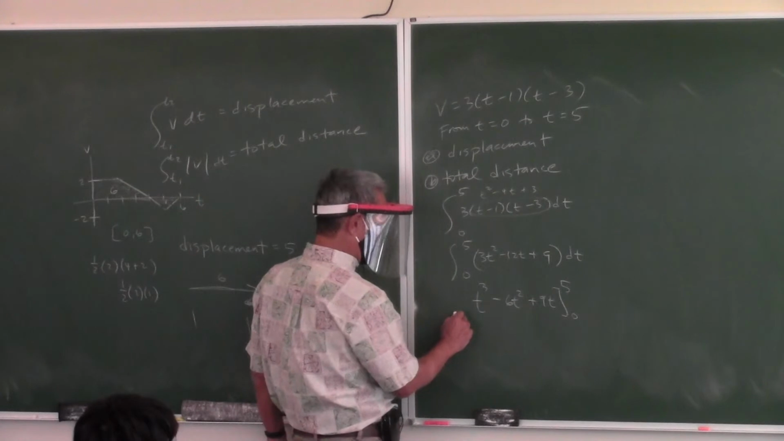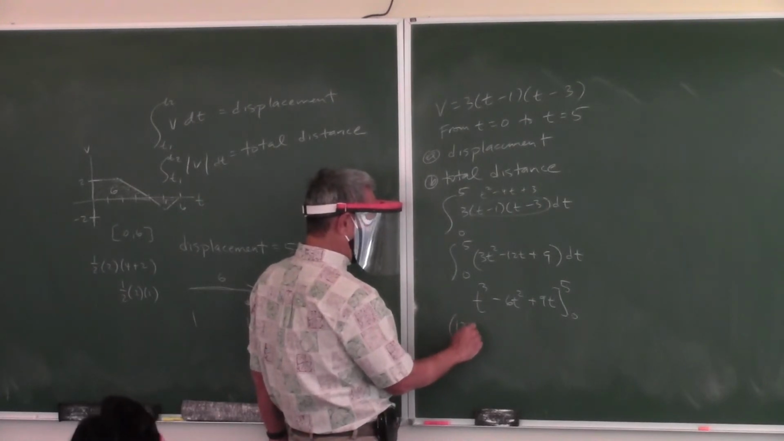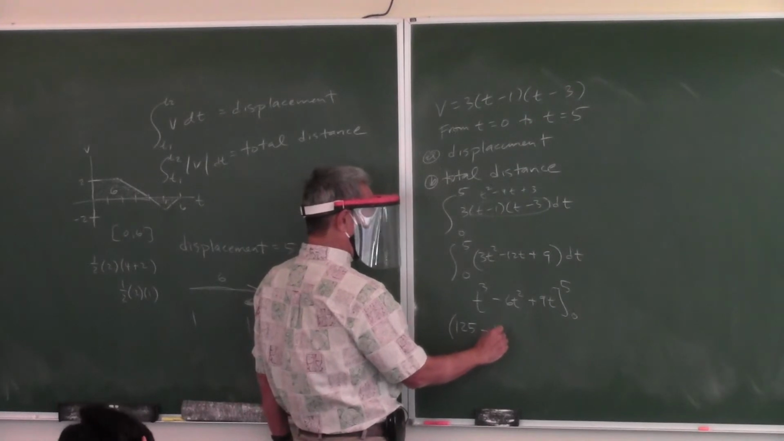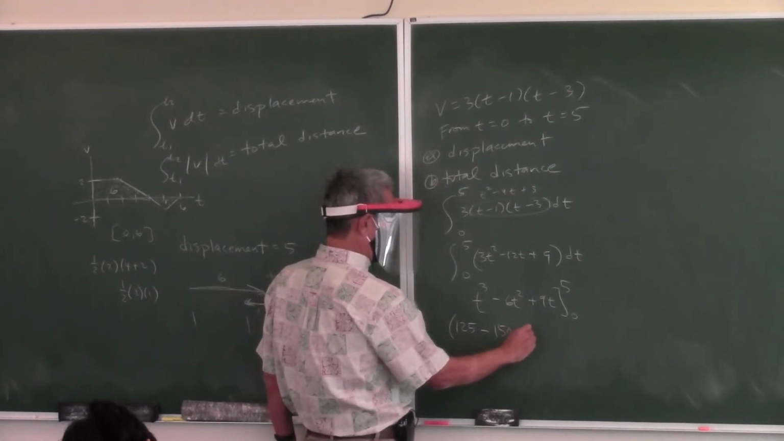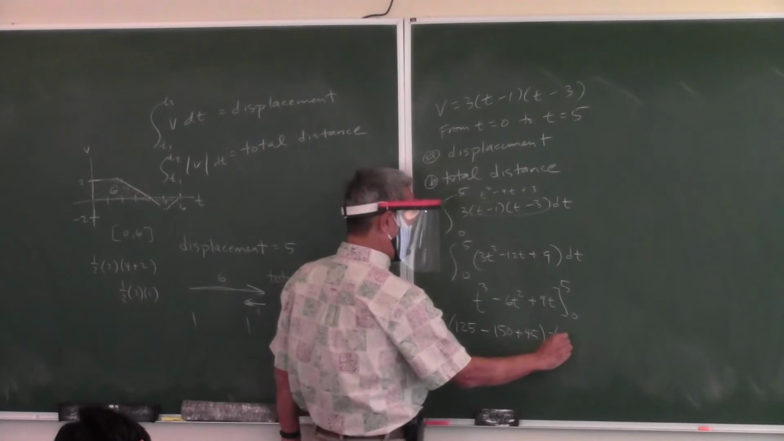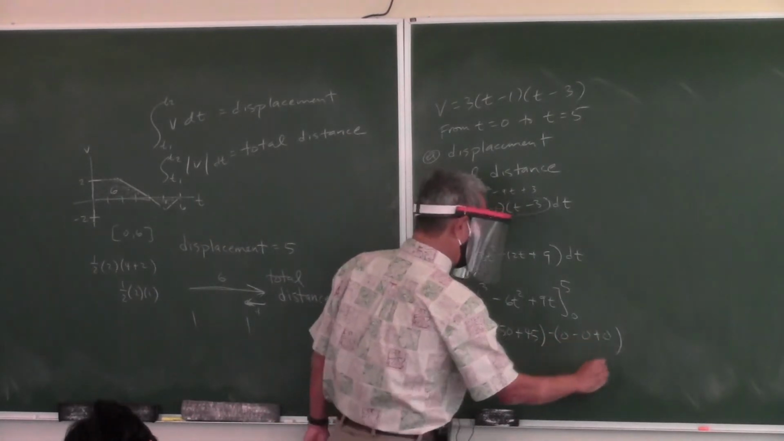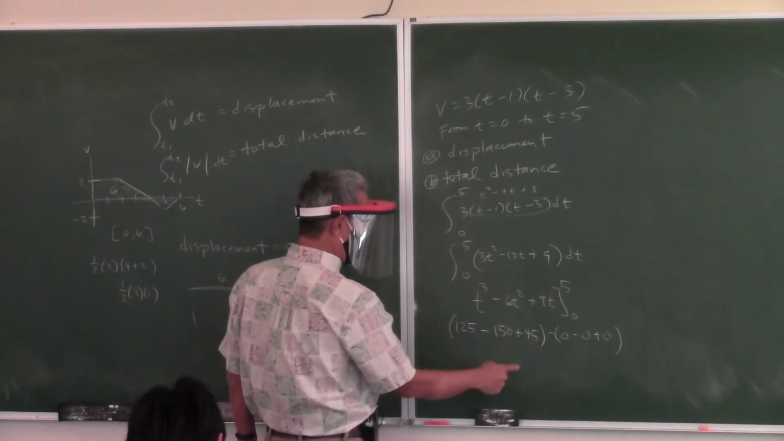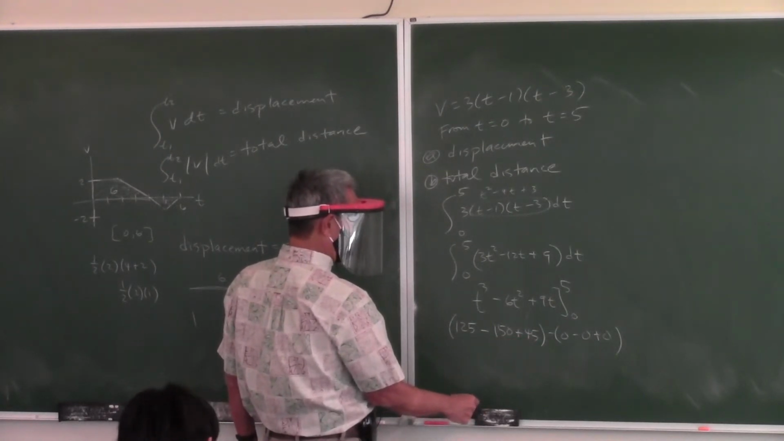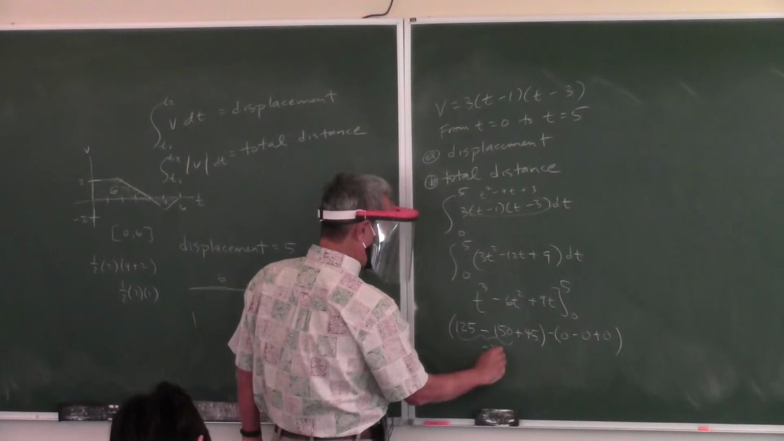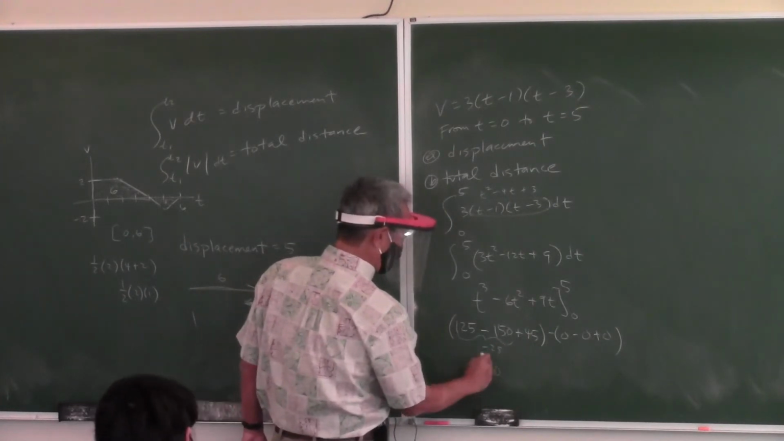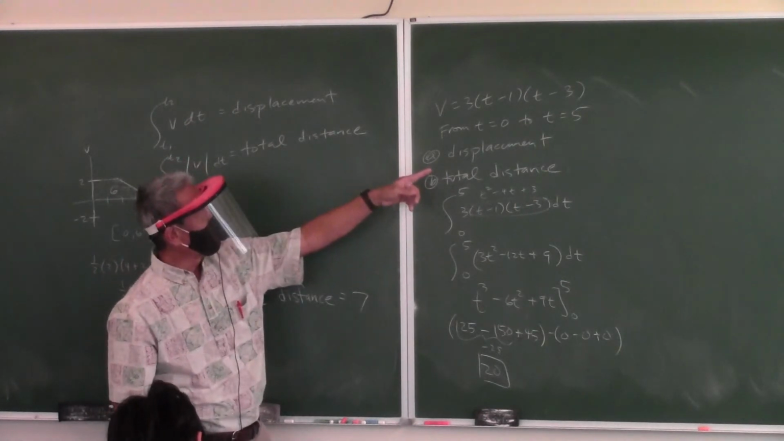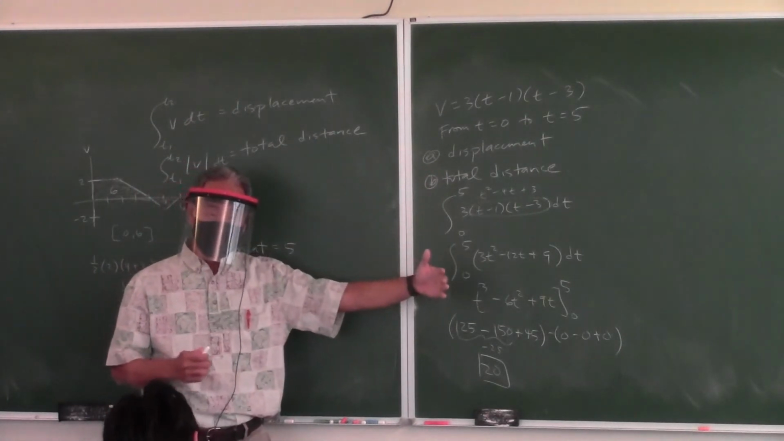Okay, plug in the top number. 125 minus 150 plus 45, minus 0 plus 0. So what is that going to be? Negative 25 plus 45, which is 20, because these two together is negative 25, right? 20. That is your displacement. That means the particle, at the end of the 5 seconds, is 20 units to the right of where you started.